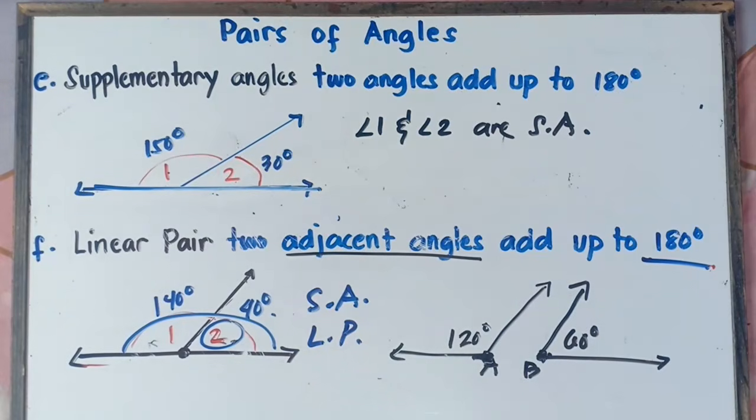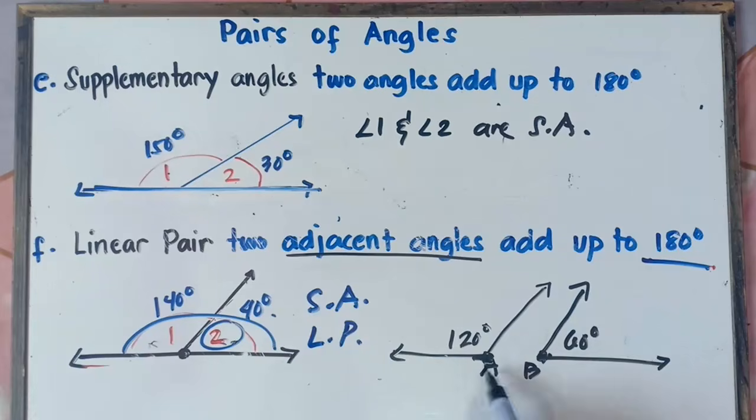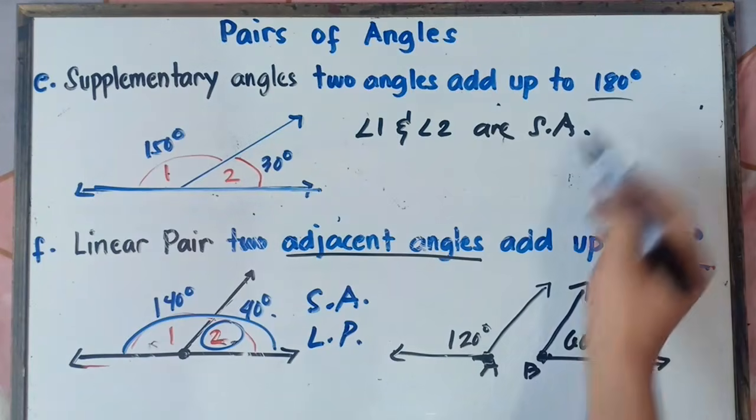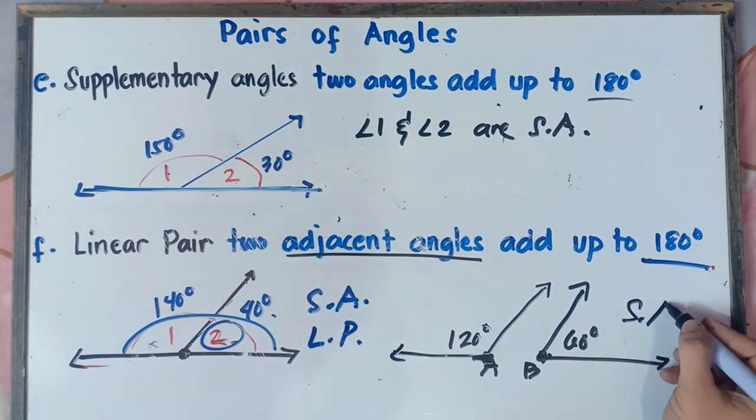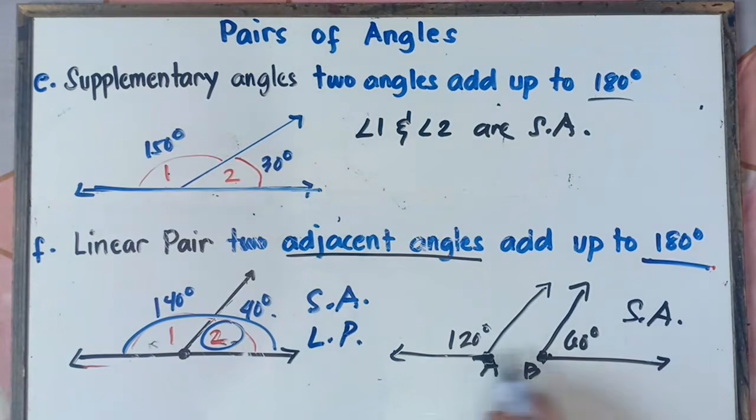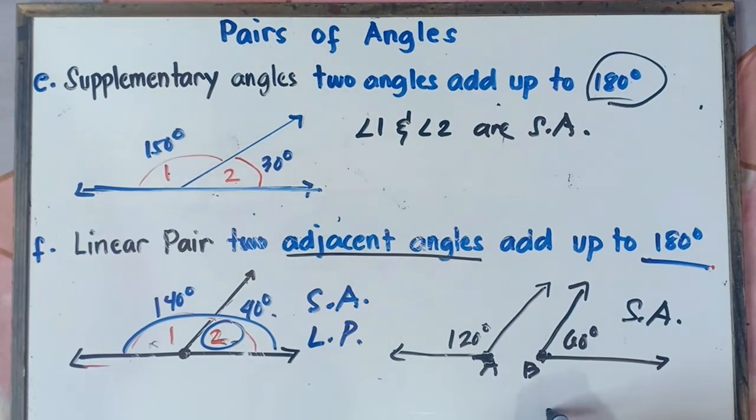Now, are the two angles supplementary angles? Yup, we can call this one supplementary angles because if you add the two angles, that will be equal to 180 degrees. Therefore, angle A and angle B are supplementary angles, but they are not a linear pair, because they are not adjacent angles.